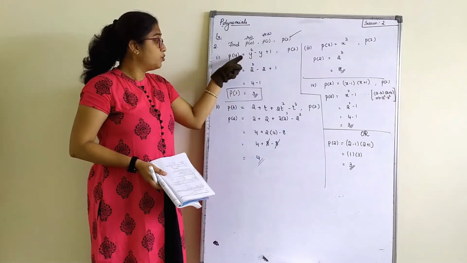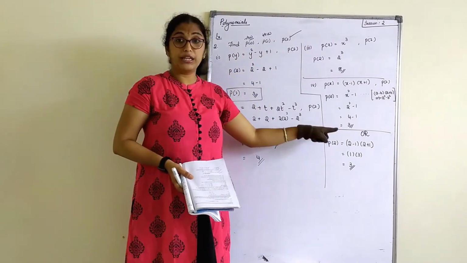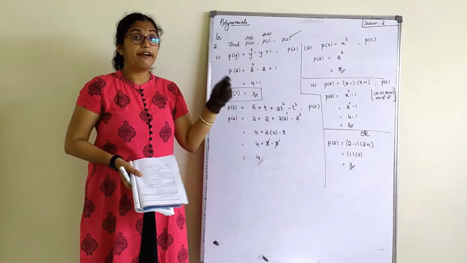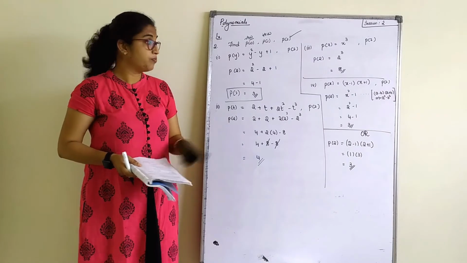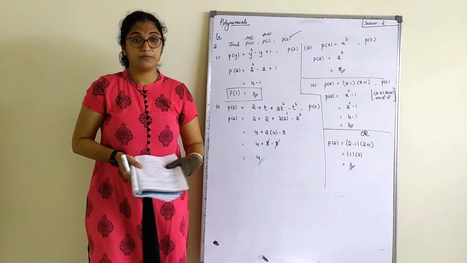Now for P of 2, I have applied it on all 4 equations, right? So you have to do it similarly for P of 0 and P of 1. I want you all to copy this down.